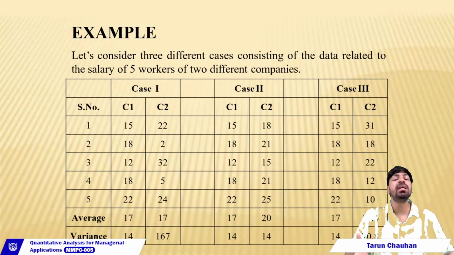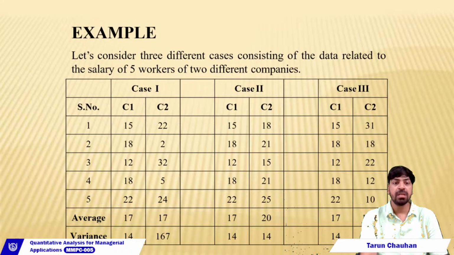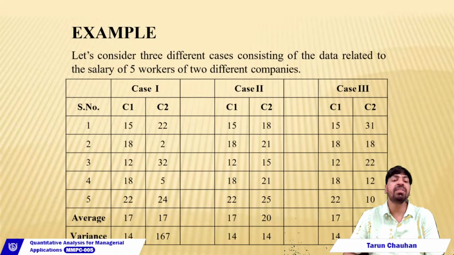So when we compare the whole data set of the two companies and their cases, we use the relative measures of dispersion, that is, the standard deviation or variance or mean. If we talk about case 1, if the mean value is the same, any user can use either company C1 or C2. When we talk about case 2, that is 17 for C1 and 20 for C2, the company with the higher mean would be preferred by the user.